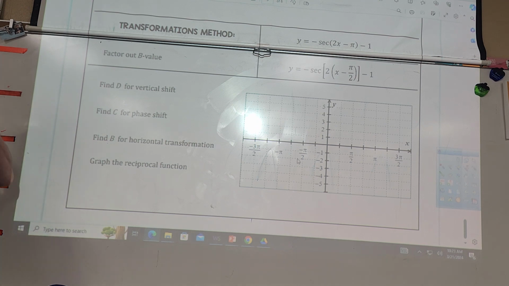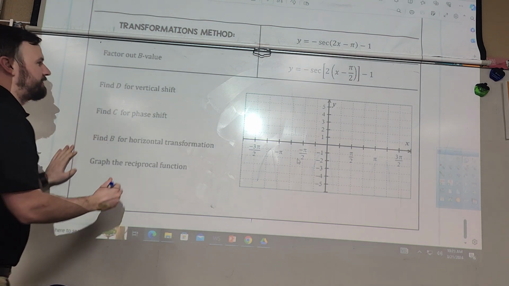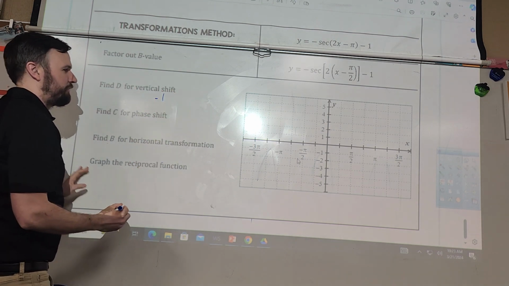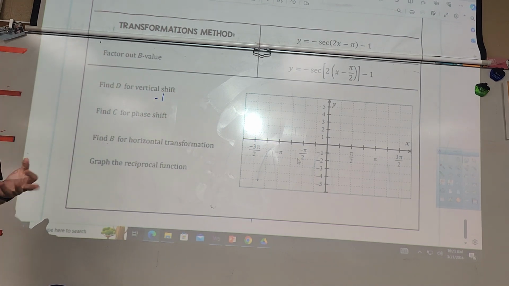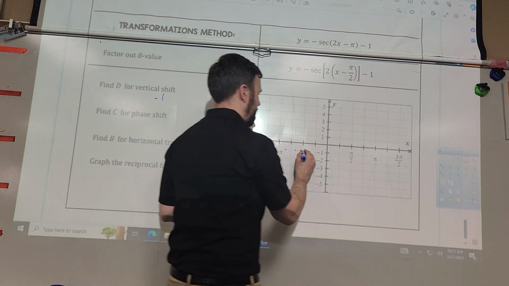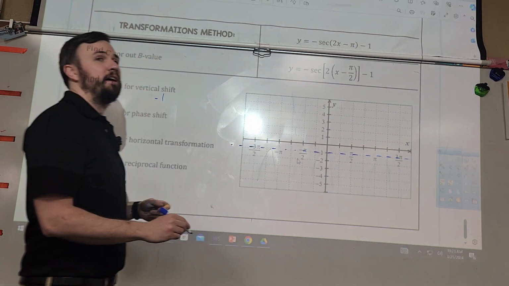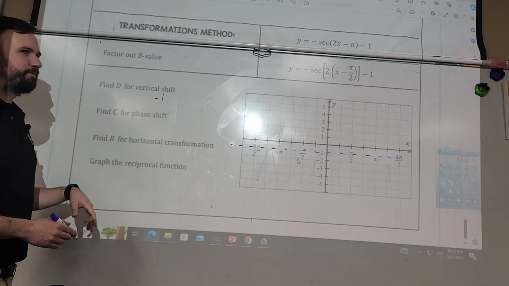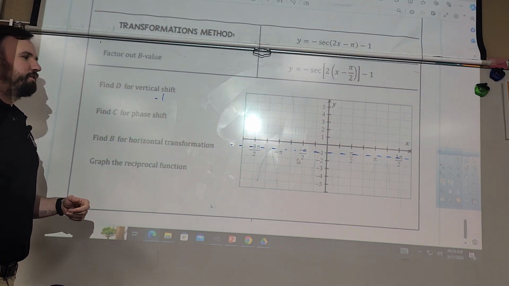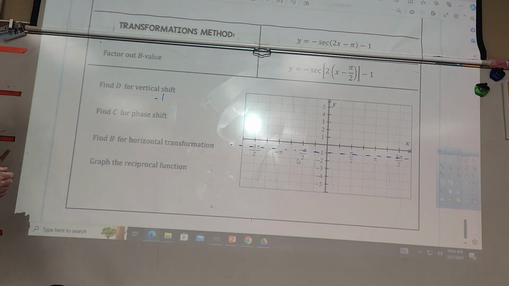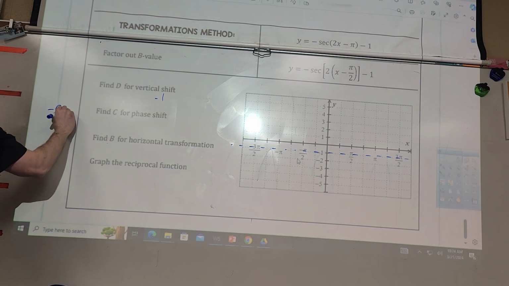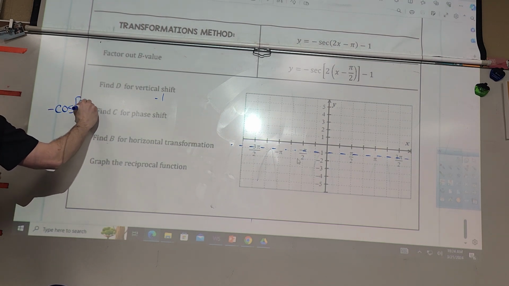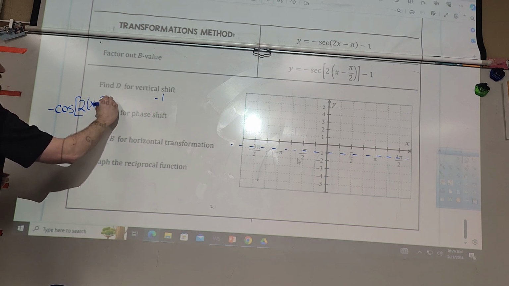All right, what's my vertical shift on this one? -1, right? What I like to do with my vertical shifts is I put in my construction line right there, because I'm going to treat that like my 0, right? C is my phase shift. This is done the exact same way we did. What are we going to be graphing here? Sine or cosine? Cosine, because secant goes with cosine. It makes all the sense.